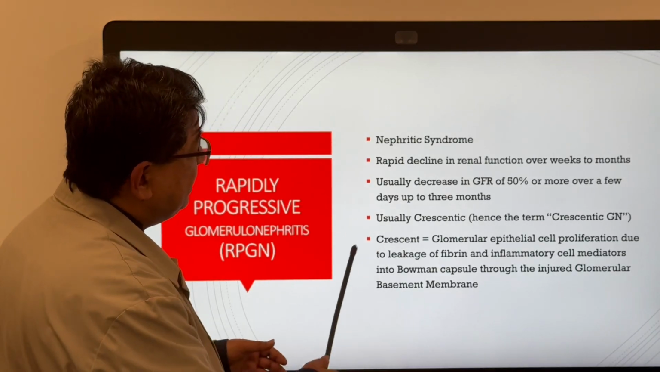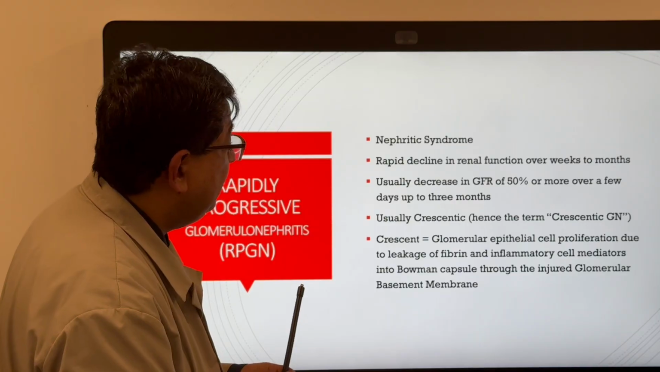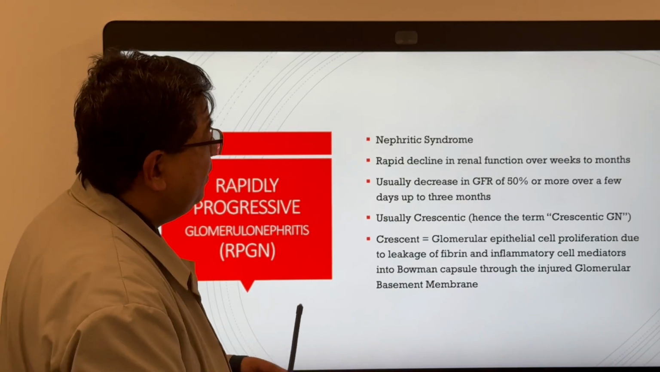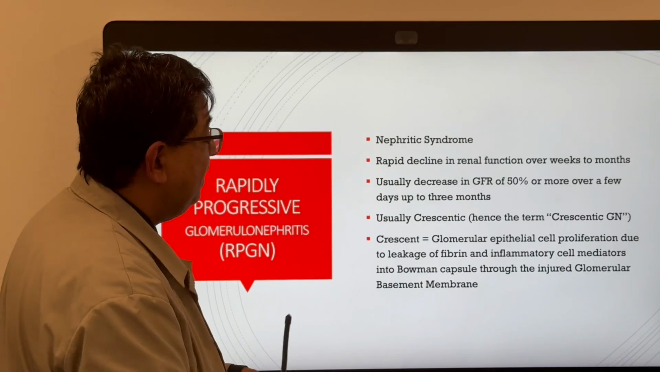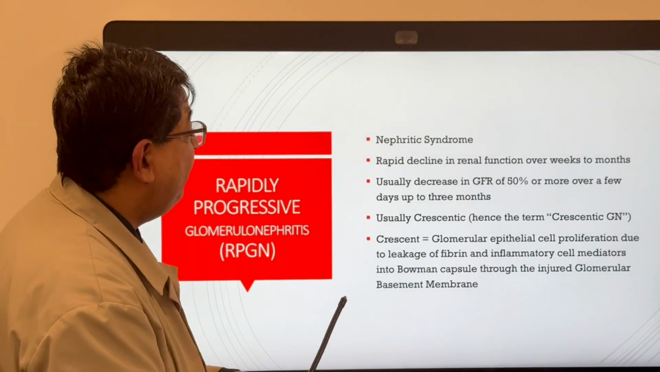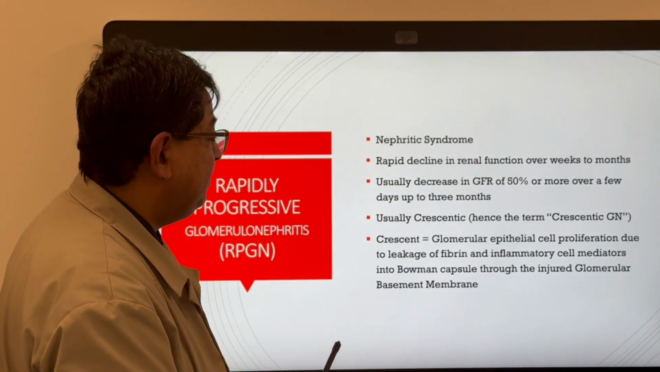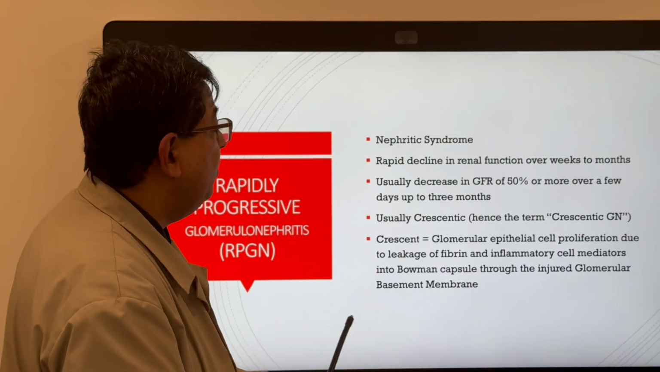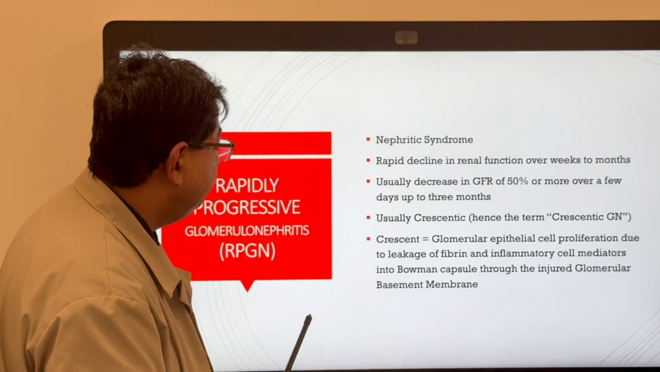And a crescent basically is a glomerular epithelial cell proliferation due to leakage of fibrin and inflammatory cell mediators into the Bowman's capsule. So the glomerular basement membrane is injured, and fibrin and inflammatory cells will leak through the glomerular basement membrane into the Bowman's capsule. And that's where you see the crescent.